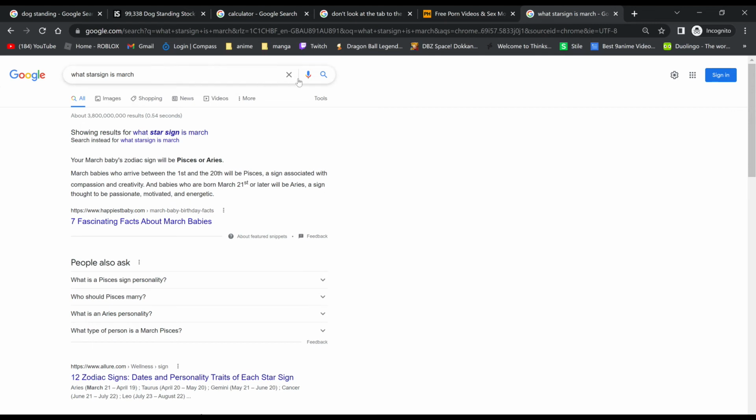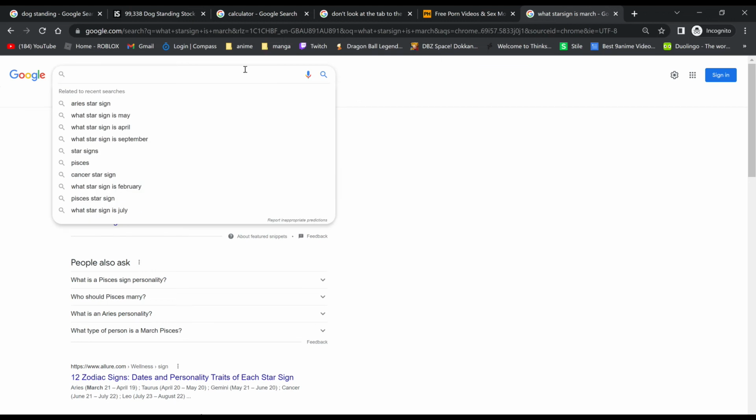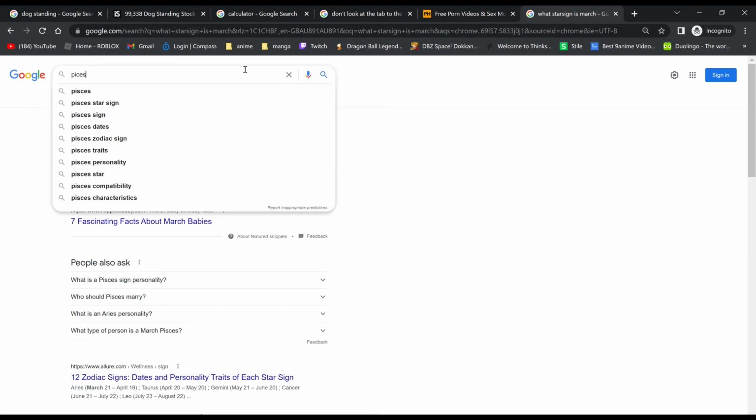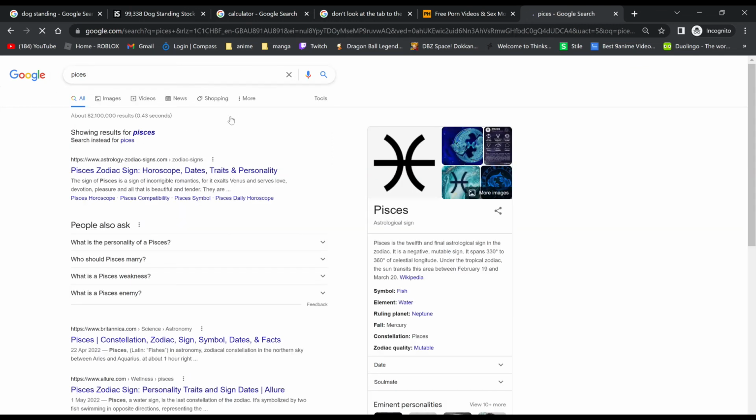Now, we figured that out. We're on to like step 7 now. So we go Pisces. Okay. Pisces is a sign of romantics. For it exalts Venus and serves love. Now, to me, that makes sense. Devotion, pleasure, and all that is beautiful and tender. So we've gathered that our dog is indeed a romance type, right? Very valuable in the field. They're used for cannon fodder.